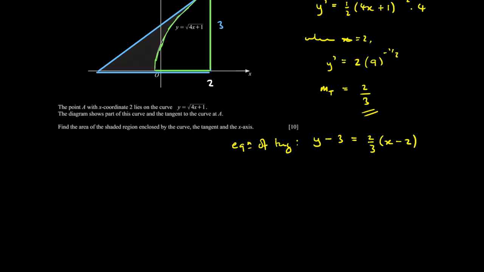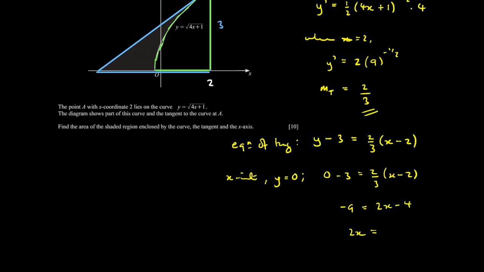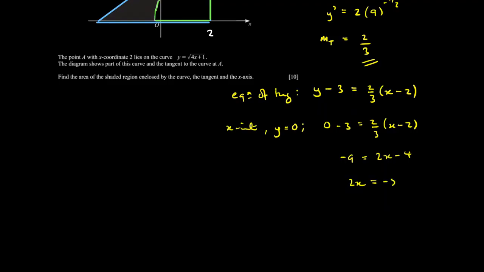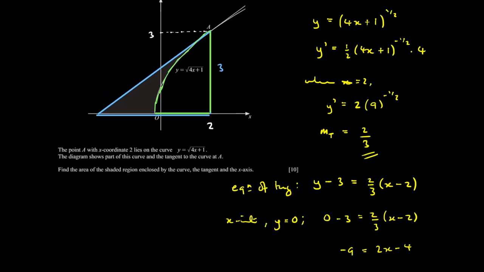So when do we get an x-intercept? The x-intercept is when y is equal to 0. So we get 0 minus 3 is equal to 2/3 of x minus 2. Okay, so I multiply everything through by 3, so I get negative 9. And I expand, multiplying by the 2, so 2x minus 4. So 2x, if I add 4 to both sides, is equal to negative 5. So x is equal to minus 5 upon 2. So that x-coordinate there is minus 5 upon 2.